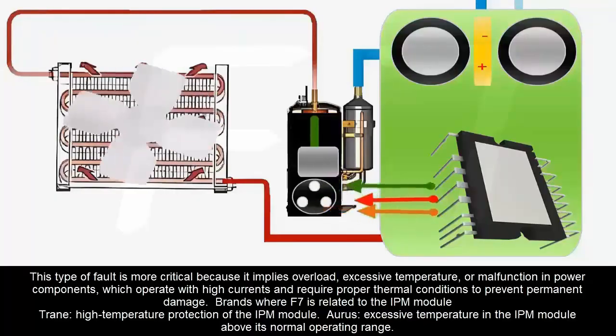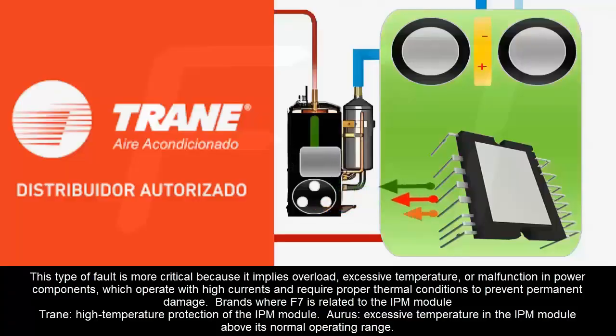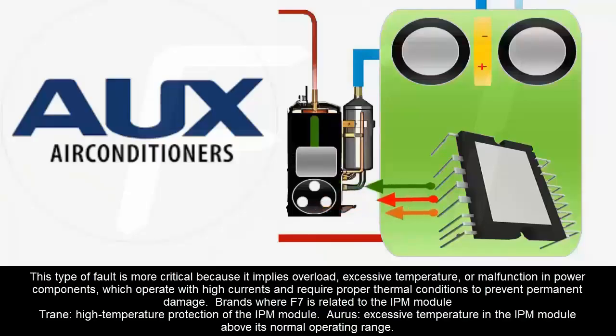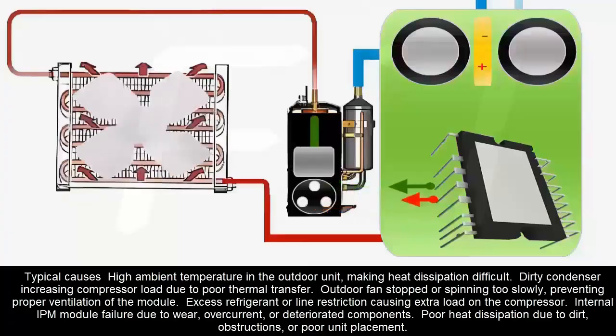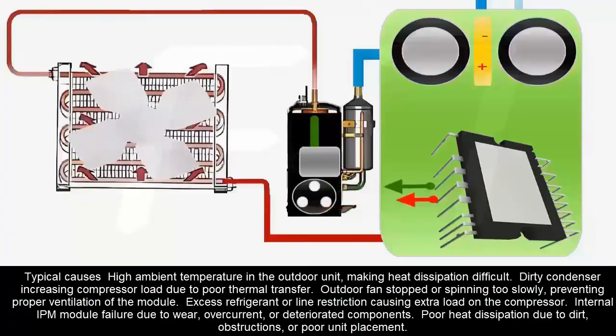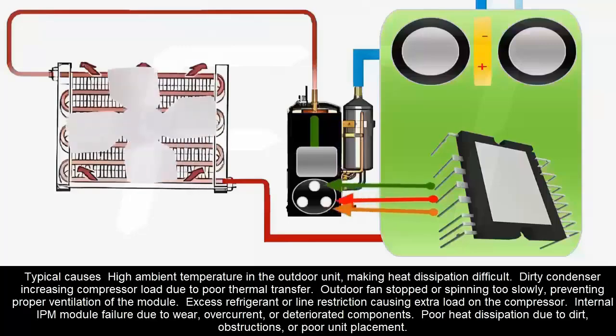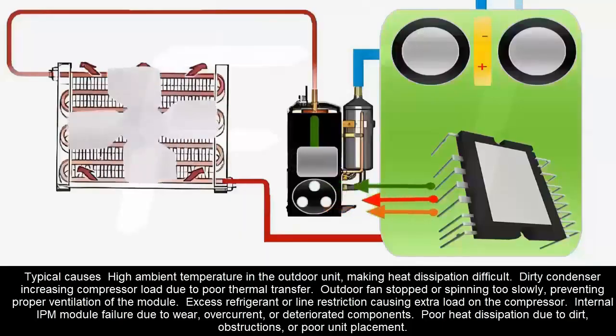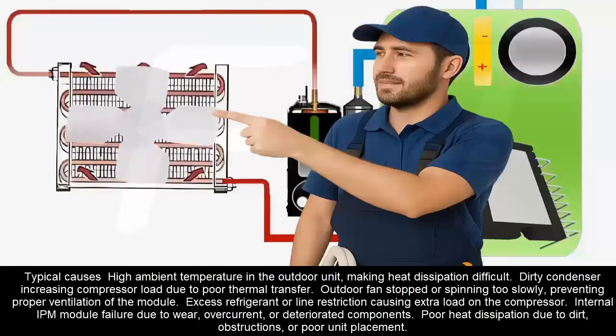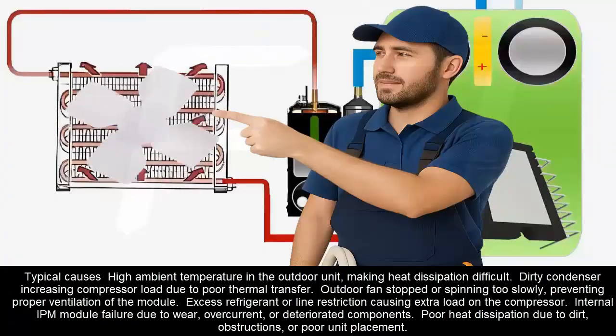Brands where F7 is related to the IPM module. Trane, high temperature protection of the IPM module. Orus, excessive temperature in the IPM module above its normal operating range. Typical causes: high ambient temperature in the outdoor unit, making heat dissipation difficult. Dirty condenser increasing compressor load due to poor thermal transfer. Outdoor fans stopped or spinning too slowly, preventing proper ventilation of the module.